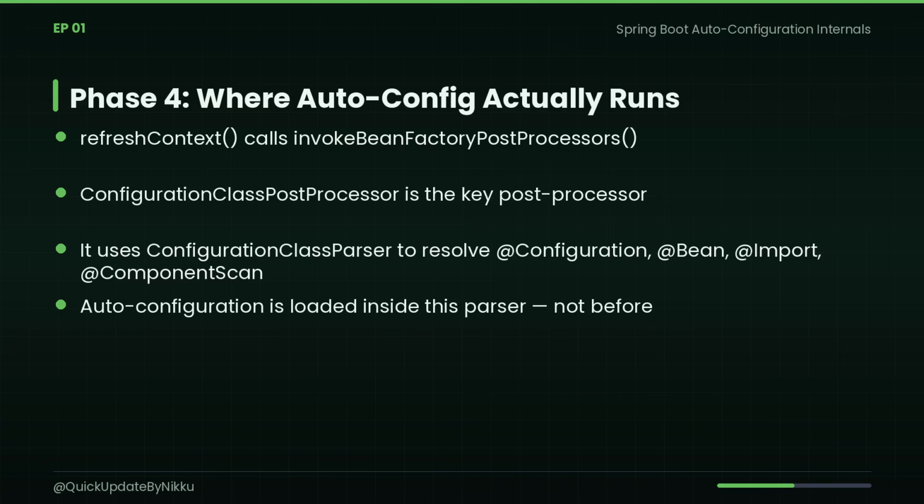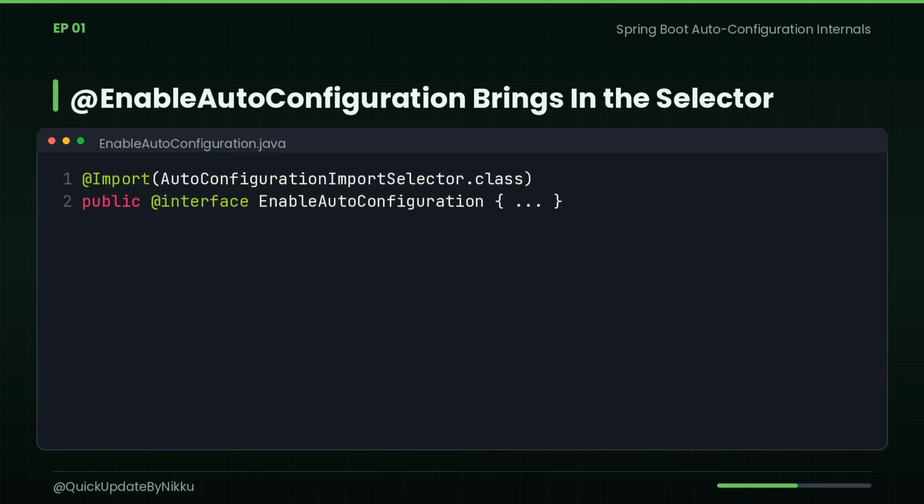It triggers ConfigurationClassPostProcessor, one of the most important classes in the entire Spring framework. This post-processor uses a configuration class parser to walk every configuration class, and it is inside that parser that auto-configuration is discovered and loaded. When the parser reaches your SpringBootApplication annotation, it finds EnableAutoConfiguration, which carries this import. That import brings AutoConfigurationImportSelector into play. But the critical detail is what kind of import selector it is, and that distinction changes everything.